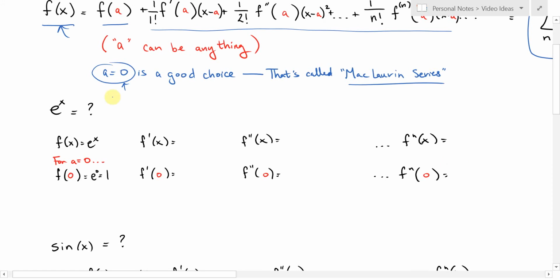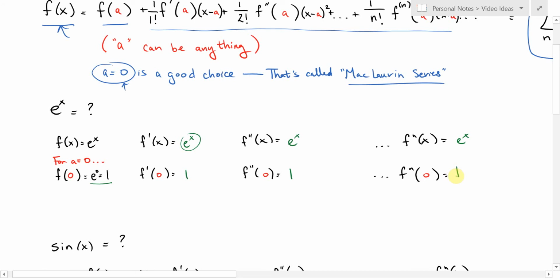Let's see how we cook up a power series for the function e to the x. So f of x is equal to e to the x. F prime of x, the derivative of e to the x, is just e to the x. And so is the double derivative, and so is the nth derivative in general, e to the x. For a equals 0, so if we wanted to do a Maclaurin series, we're going to have to evaluate all of these things at 0. E to the 0 is 1, right? F prime of 0 is e to the x evaluated at 0. Well, that's 1 again. And again, the double derivative is e to the x. They're all the same thing. You evaluate e to the 0, it's always going to give you 1 every single time.